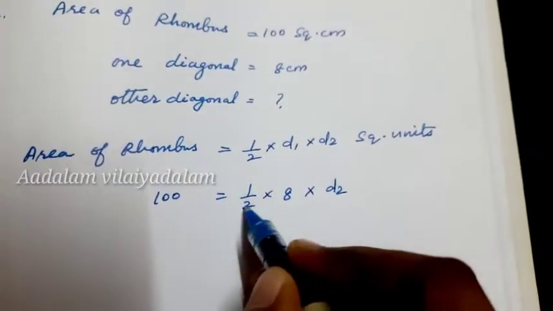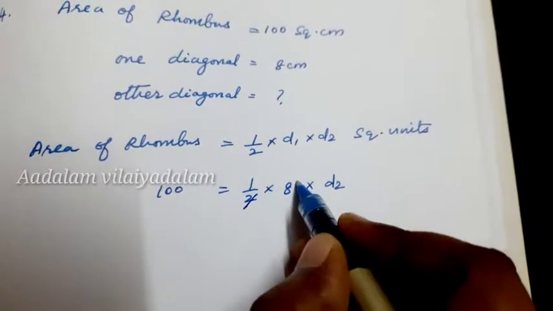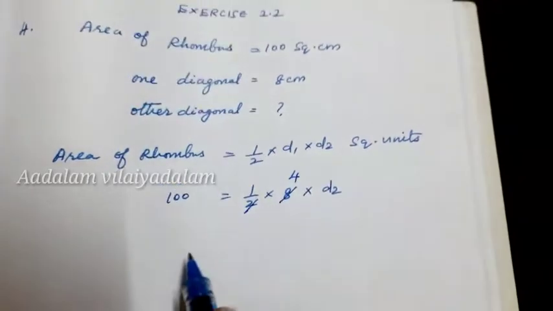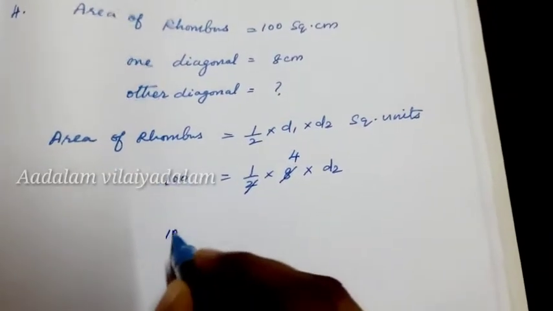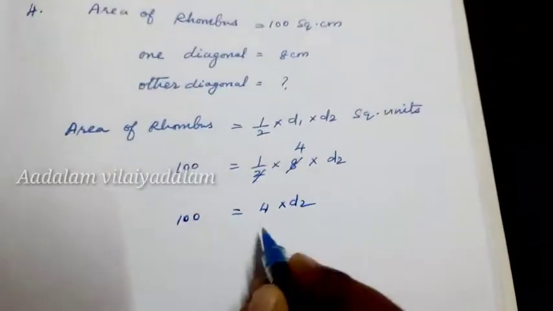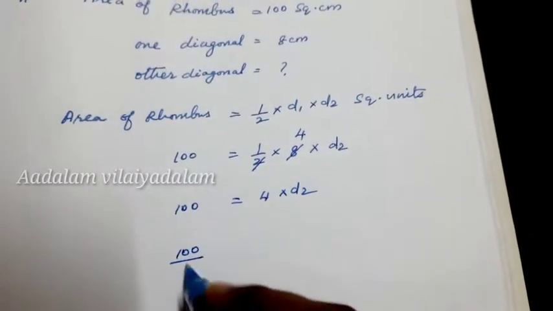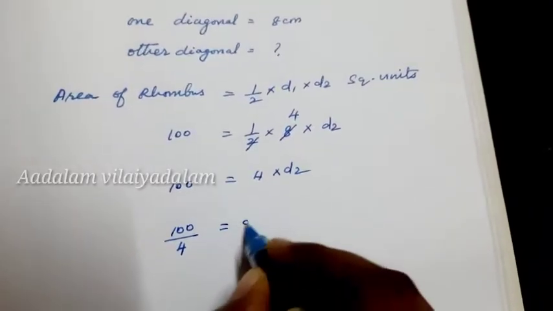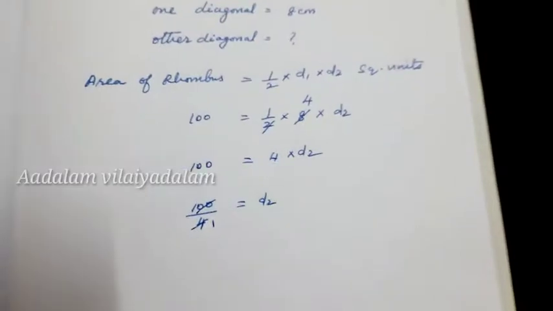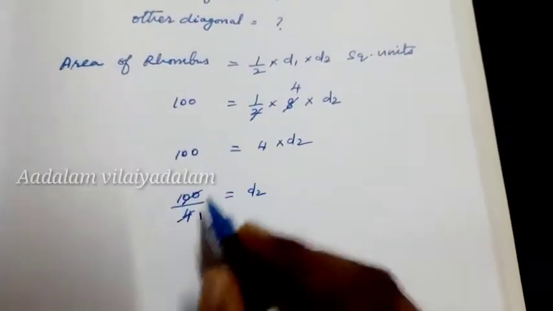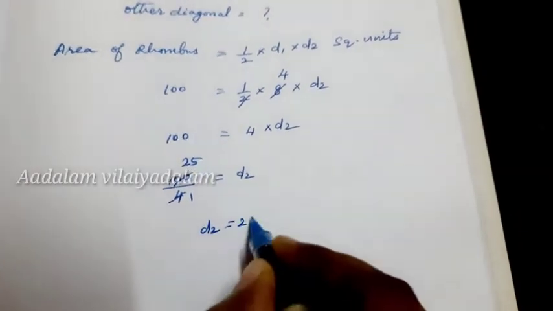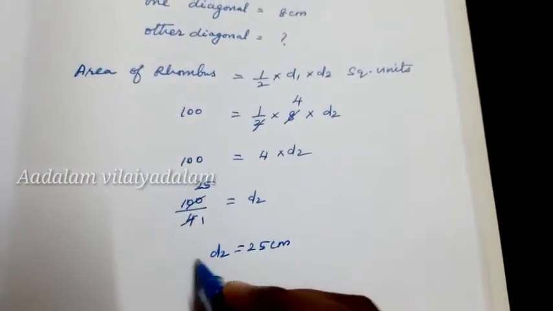Now let's divide the number 8 using the table of 2. So we get 4, 2 fours are 8. So we can write 4 into d2. And if we bring this sign across, it becomes division. Then we get d2. So when 100 is divided by 4, we get 25. So therefore d2 is equal to 25 centimeter.